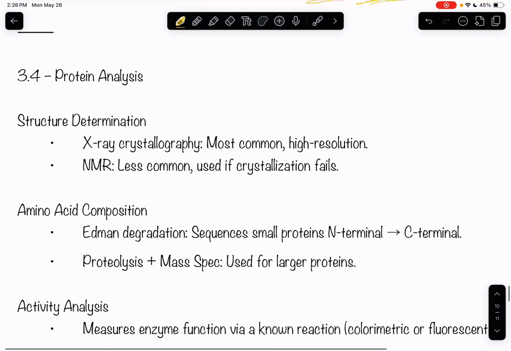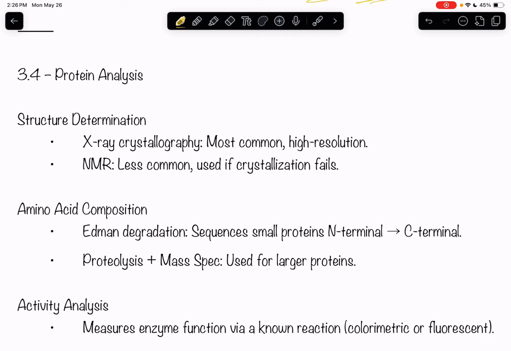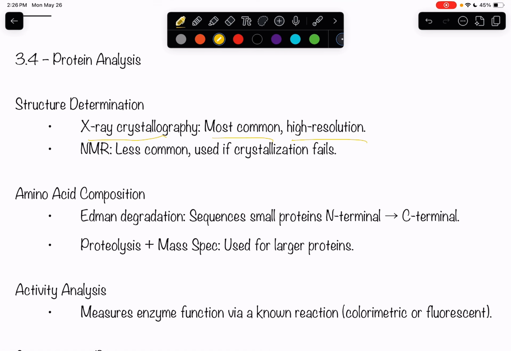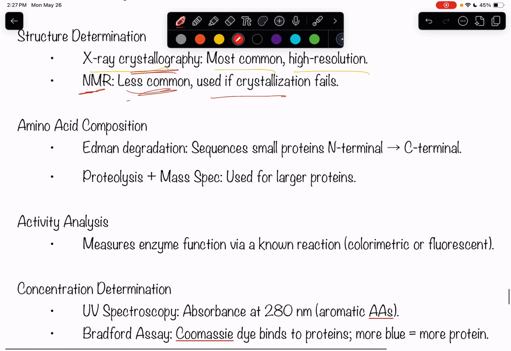So next, we're going to go into protein analysis. First, we're going to start with structural determination. So first, we have X-ray, right? So this is most common, and you get the highest resolution. And we have NMR, and I love NMR. Total side note, but I love NMR. But it is less common, and it really is only useful if crystallization fails.